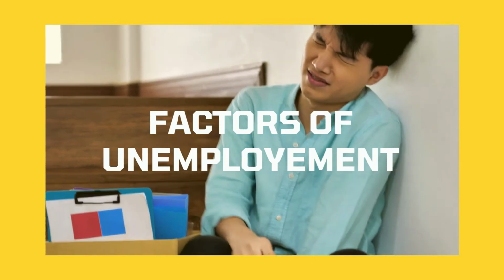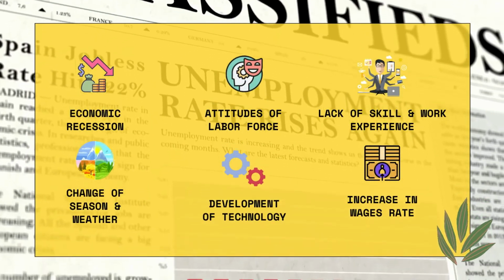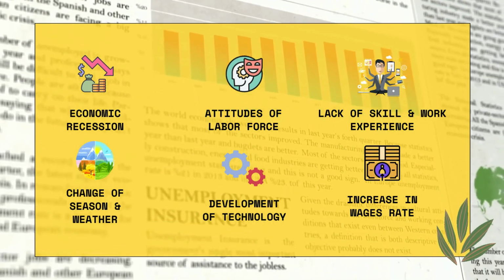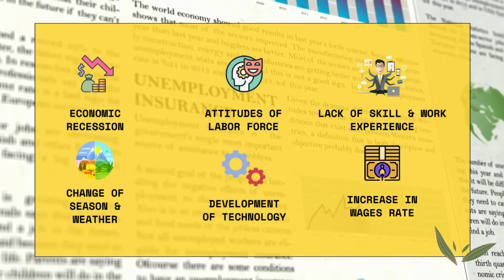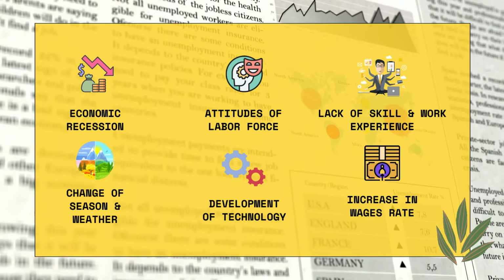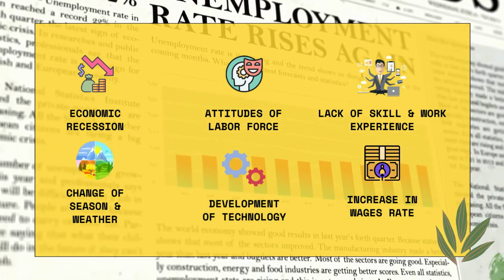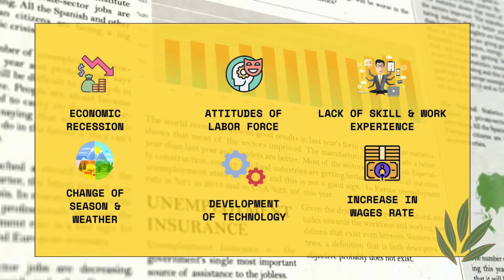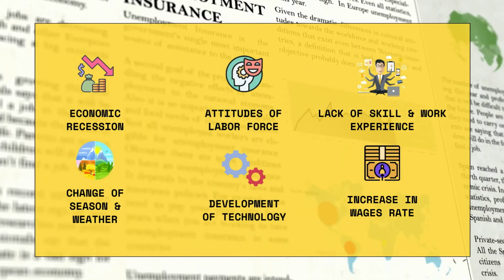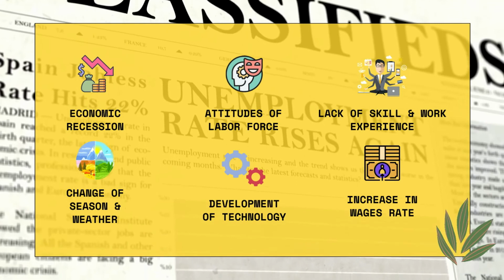Next, what are the factors of unemployment? There are 6 factors of unemployment. The first factor is economic recession. When economic recessions occur, the demand for goods and services will decrease. Firms will also decide to decrease the amount of output, so workers will be reduced. The second factor is the attitude of labor. Unemployment also occurs due to the low mobility of the labor force themselves. Besides, the labor force is too picky about the job.